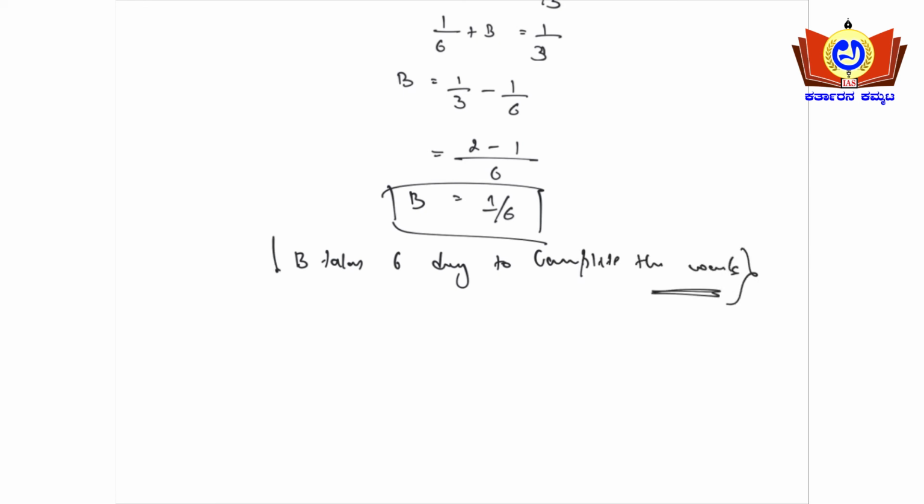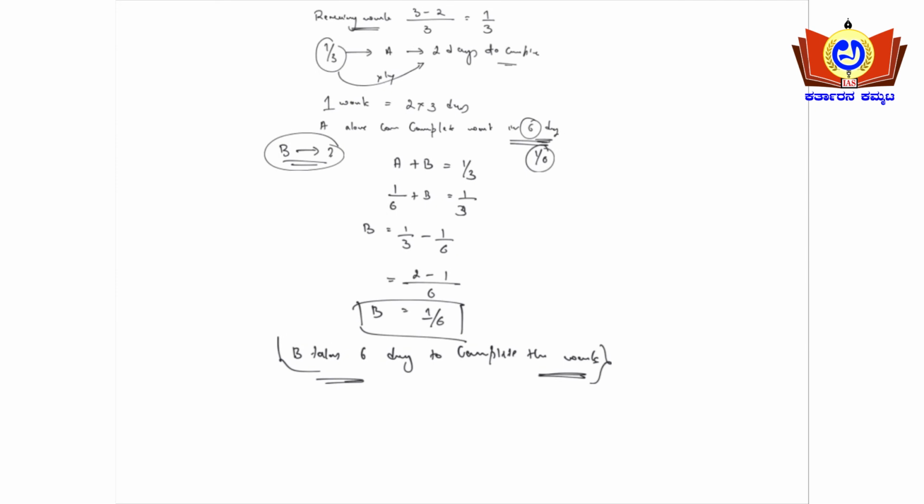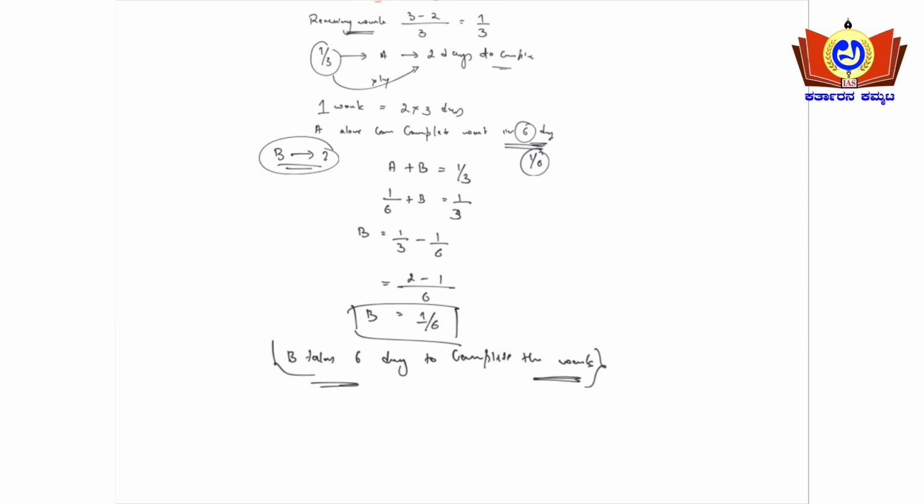Okay, so this is the formula method you will be dealing with here. Another method to solve this problem I'll be showing you. So another method is, we know that A plus B 1 day work is 1/3. So A plus B, they are working for 2 days. Then the remaining work, A will be taking 2 days to complete. So what is the total work?